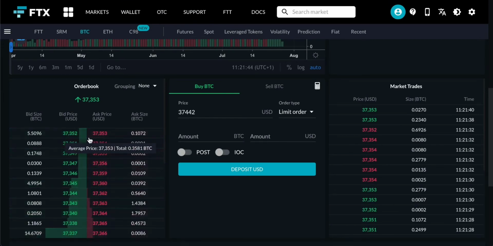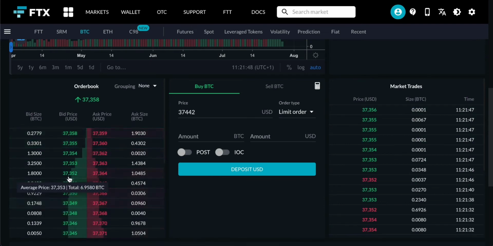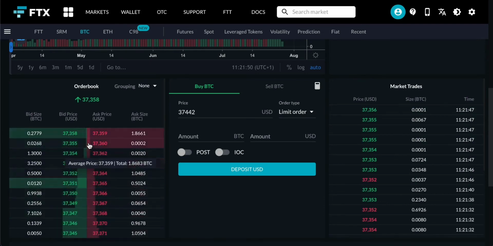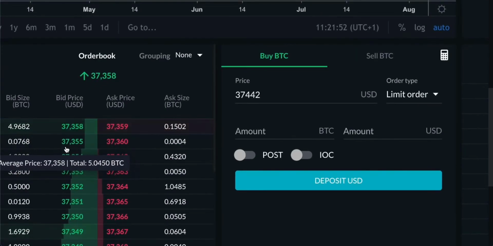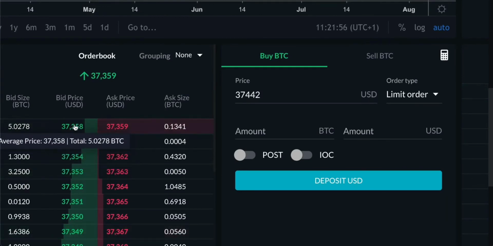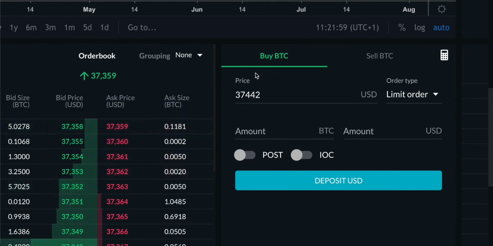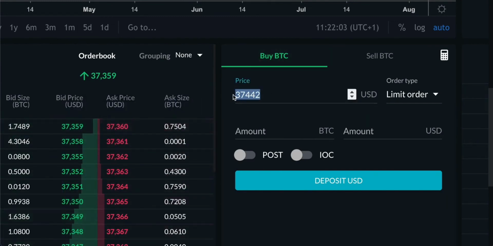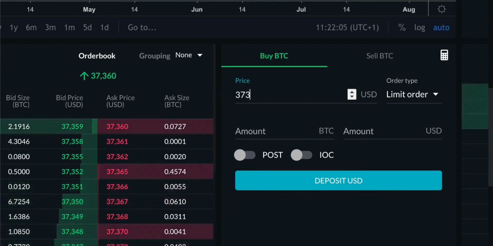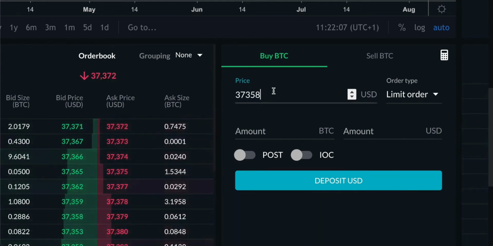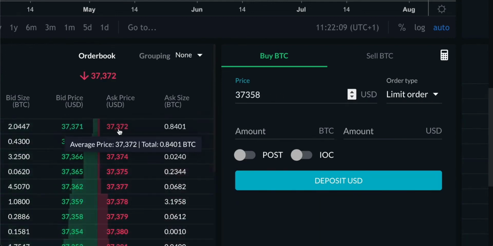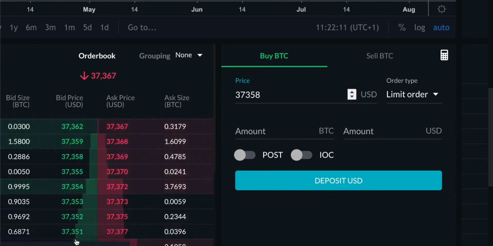On the left hand side, if you want to be a maker of liquidity and you want to bid for Bitcoin, then you'll have to come around this level and put in a price around 37,355, 37,358. So you can do that. You can come over to buy BTC right here, and on the price, we can say 37,358. Where will our bid be placed? You can see it will actually come quite a lot lower, down around here.